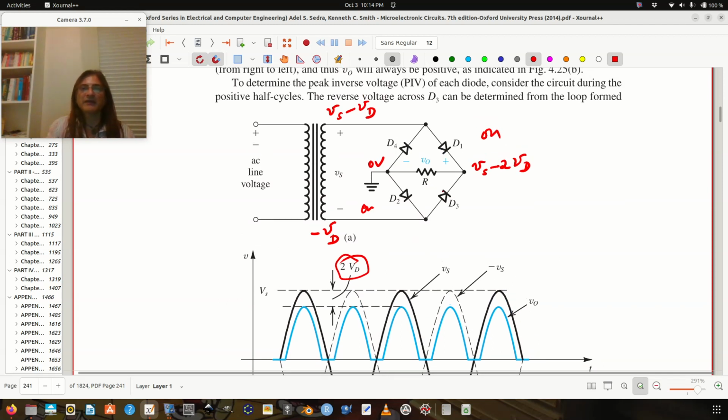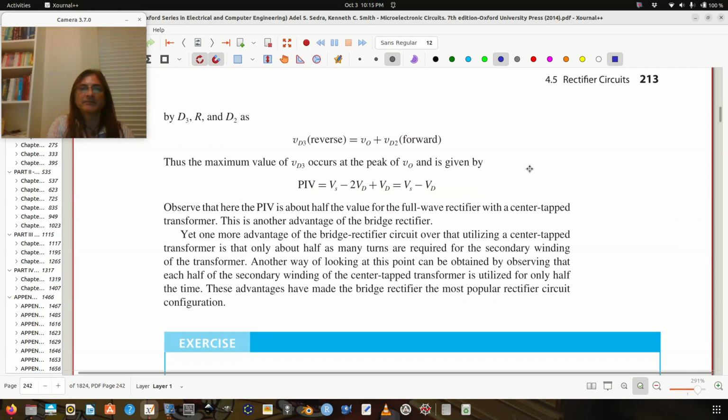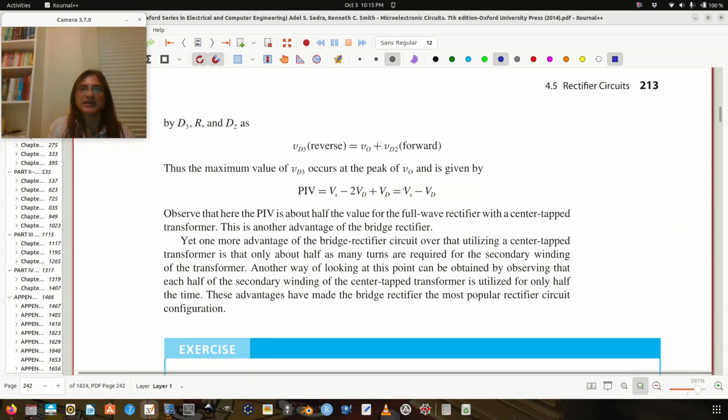Now to find PIV, let's look at D3, because D3 is off. The voltage here is negative VD, and the voltage on top is Vs minus 2 VD. So the peak inverse voltage will be Vs minus 2 VD minus negative VD. That'll be positive VD, so it'll become Vs minus VD. That is the peak inverse voltage for this case.